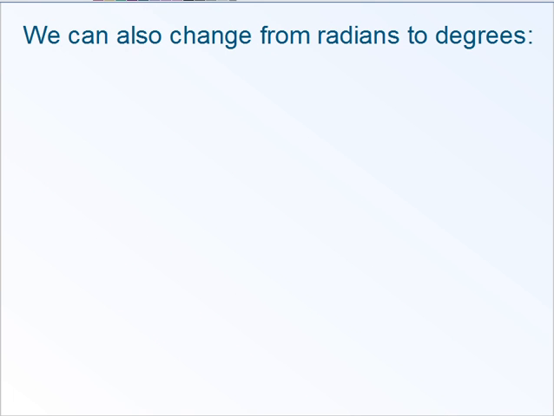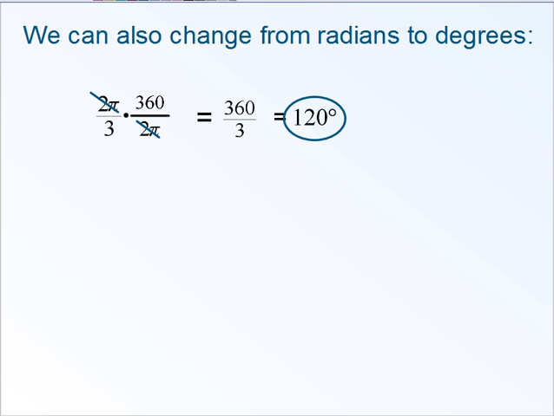We can also go from radians to degrees. So if I have, say, 2 pi over 3 radians, I'm just going to use that same fraction I used before and flip it upside down since I'm trying to go in reverse, right? So 360 is about the same as 2 pi radians. I can reduce the 2 pi right out of the picture, and I'm going to be left with the fraction 360 over 3, which is the same as 120 degrees.